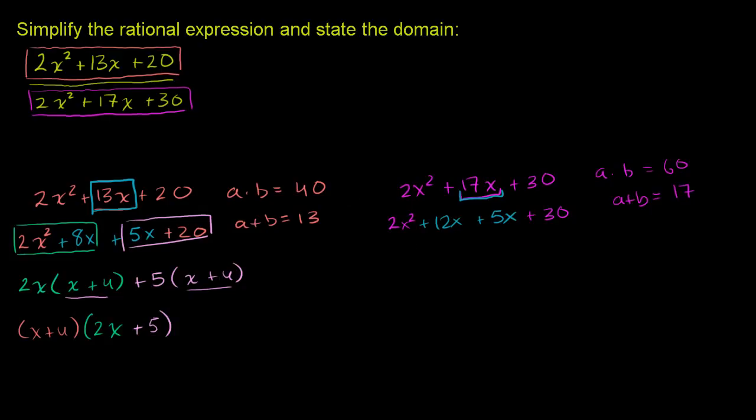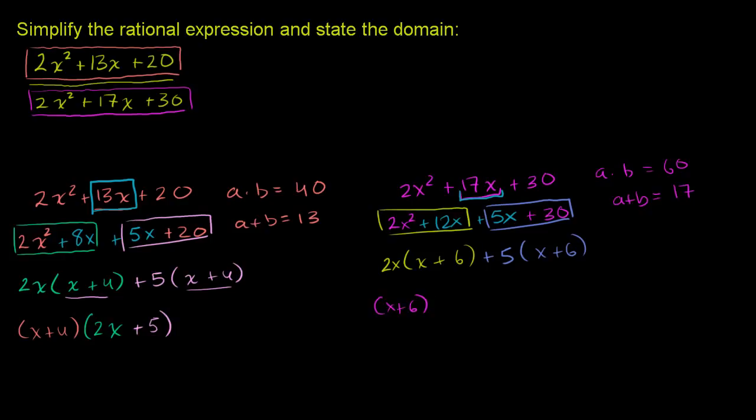And then on this first group right here, we can factor out a 2x. So if you factor out a 2x, you get 2x times x plus 6. And in that second group, we can factor out a 5. So you get plus 5 times x plus 6. And now we can factor out an x plus 6. And we get x plus 6 times 2x plus 5. So we've now factored the numerator and the denominator.